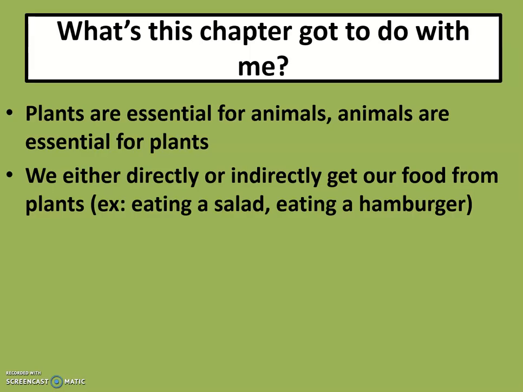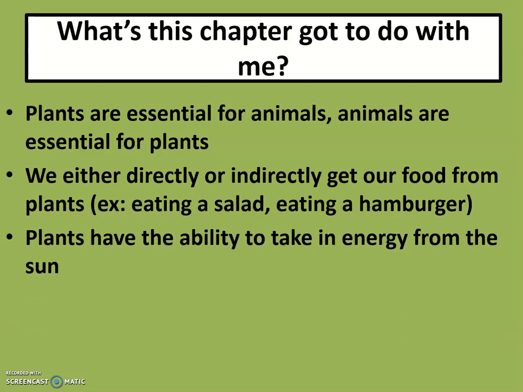So if we eat a strawberry, if we eat an apple, that is the plant itself. But also, if we eat hamburger, that comes from a beef cow. Where did the beef cow get its energy? Well, from eating corn, straw, grasses. And so the plants are the essential foundation of all food chains and food webs.